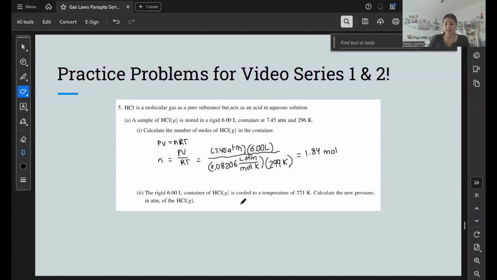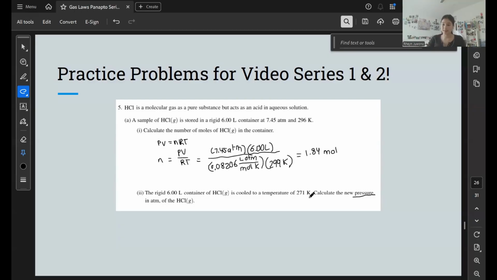The rigid 6-liter container of HCl is cooled to a temperature of 271 Kelvin. Calculate the new pressure in atm of the HCl. Okay, well, now we're looking at a change, right? So we're not going to be using the ideal gas law. We're going to be using one of the other laws that we looked at. And currently, we're working with cooling, and it wants us to find the new pressure.